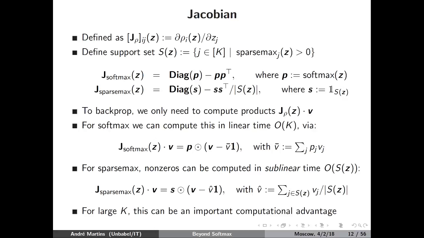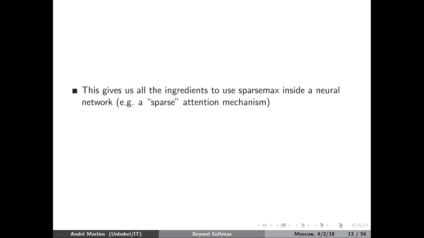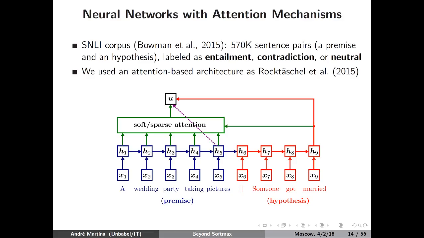Okay. So with all these, we have all the ingredients that we need to use Sparsemax inside a neural network. So for example, we can develop a sparse attention mechanism by replacing Softmax by Sparsemax. We tried this for the problem of natural language inference. I think that some of you might be familiar with this. This is a corpus collected by the Stanford NLP group. It's about 500,000 sentence pairs. One of the sentences is a premise, like a wedding party taking pictures, and the other sentence is a hypothesis. In this case, the hypothesis is that someone got married.